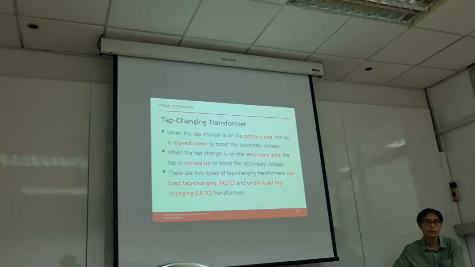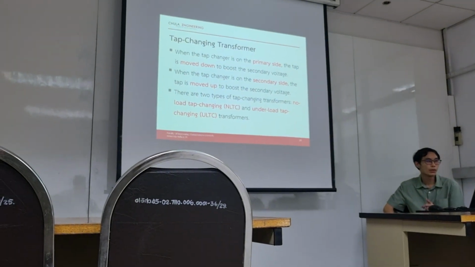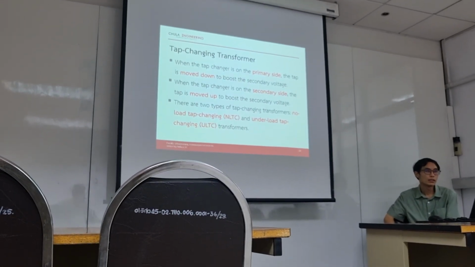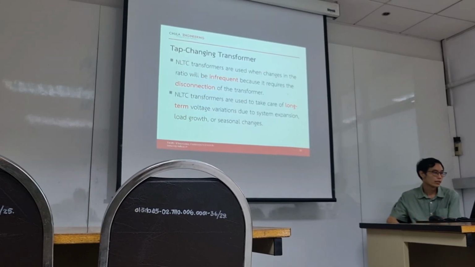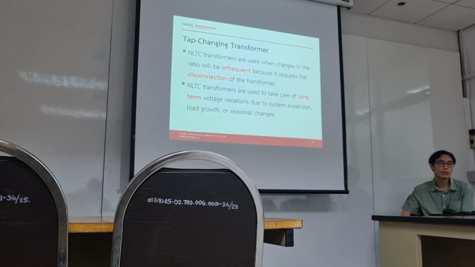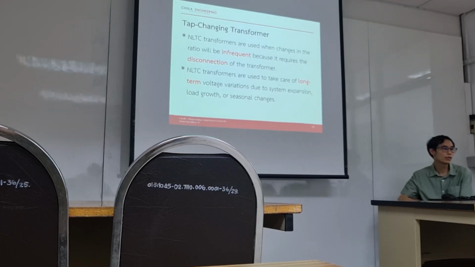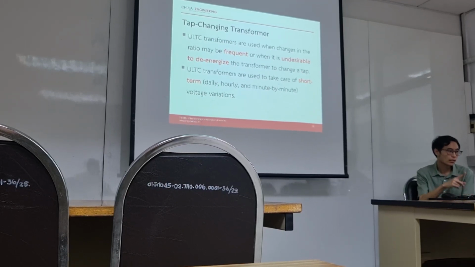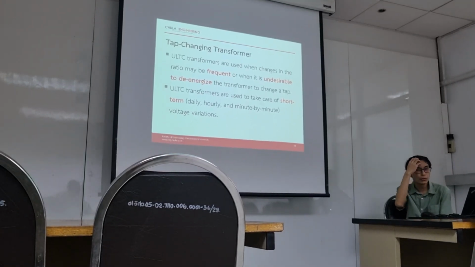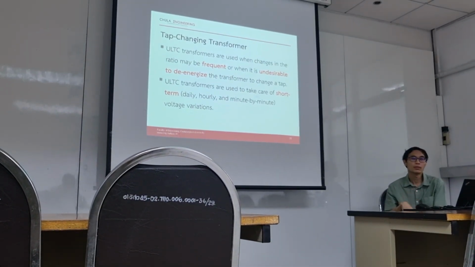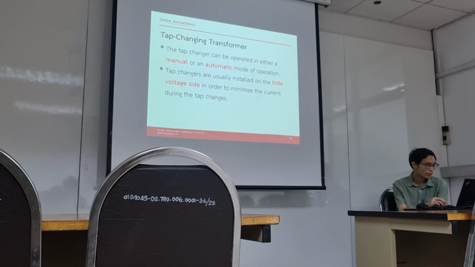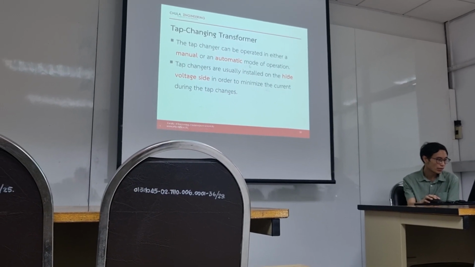There are two types of transformer. The first one is no load tap changing, and the second one is under load tap changing. For the no load one, you can adjust the tap when there is no load. I mean, when the transformer is out, so you have to disconnect the transformer from the system in order to adjust the tap. For under load tap changing, you don't have to turn off the transformer. You can adjust it when the current still flows. The tap changer can be manual or automatic.